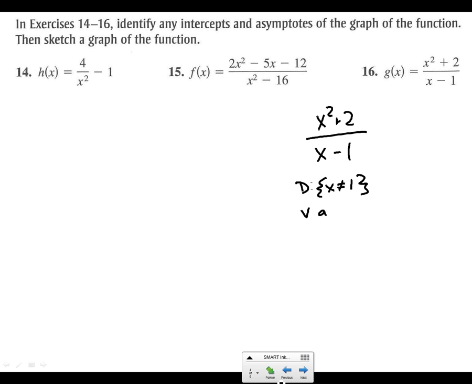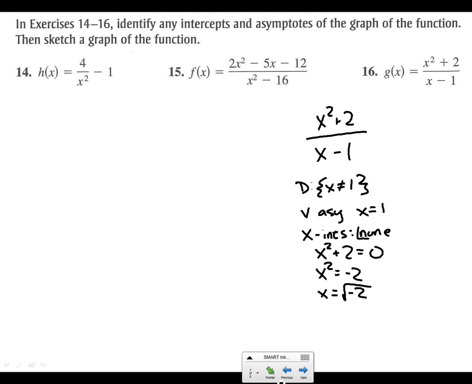So our vertical asymptote is x equals 1, and our x-intercepts are going to be none, because x squared plus 2, if we set that equal to 0 from the numerator, x squared equals negative 2, which means that x equals the square root of negative 2, which we know how to deal with if we're talking about imaginary numbers, but we're not graphing on the complex plane, so no imaginary numbers allowed. So no x-intercepts here.